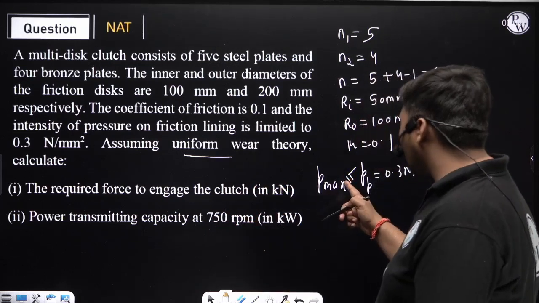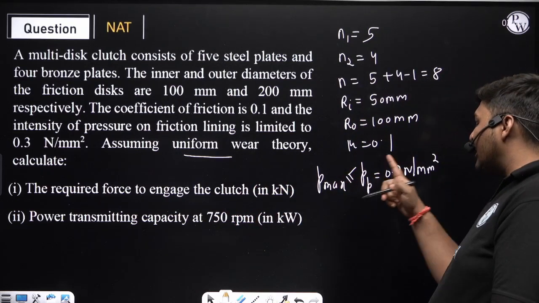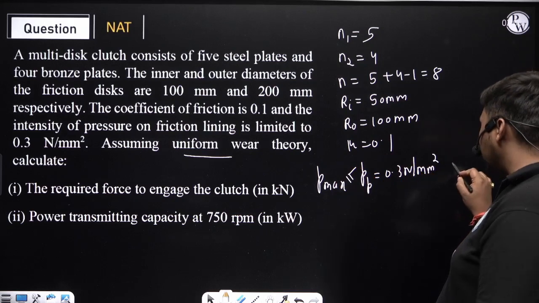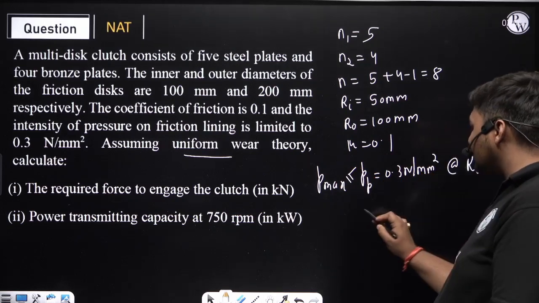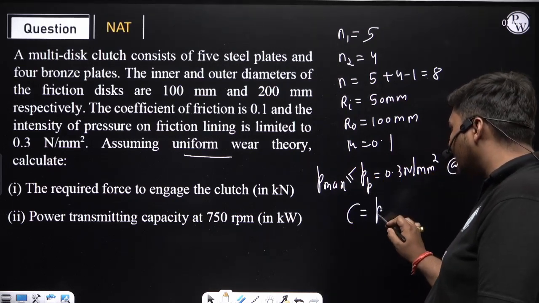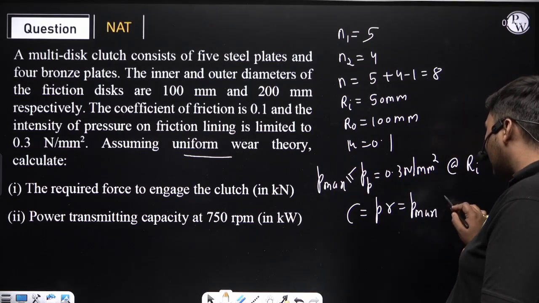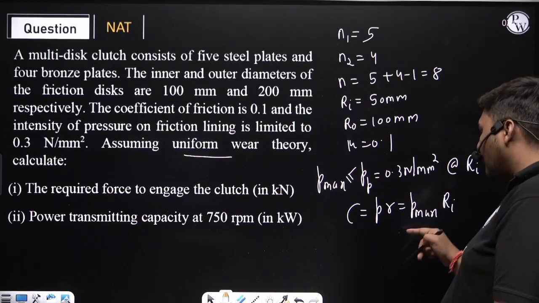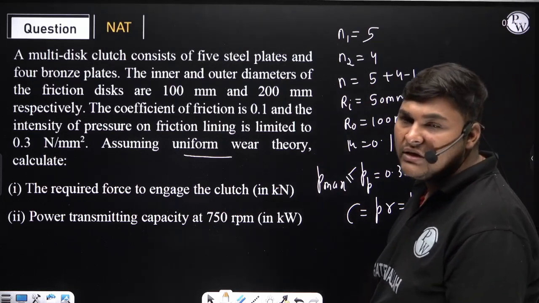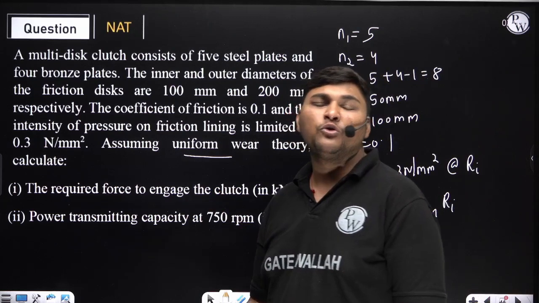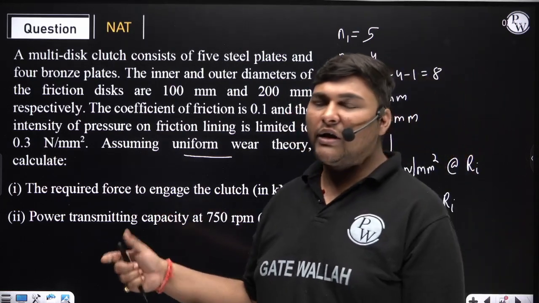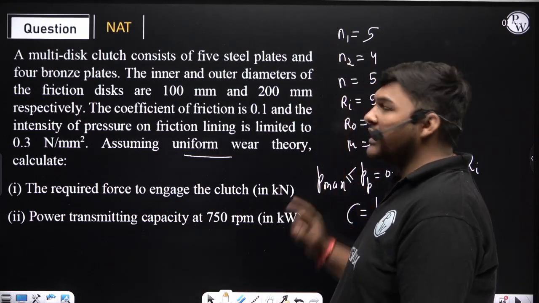So what we will do, we will equate maximum pressure with this, and pressure will be maximum at inner radius, and since we have to use uniform wear theory, you can calculate value of C, which is P into R, and when you replace P by P max, you need to replace R by RA. So from this expression we can calculate the value of C, and the formula to calculate W will be 2 pi C into R naught minus R I. You can calculate C from here, R naught and R I are given.